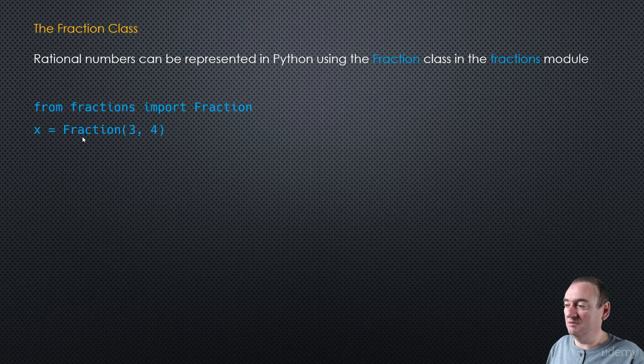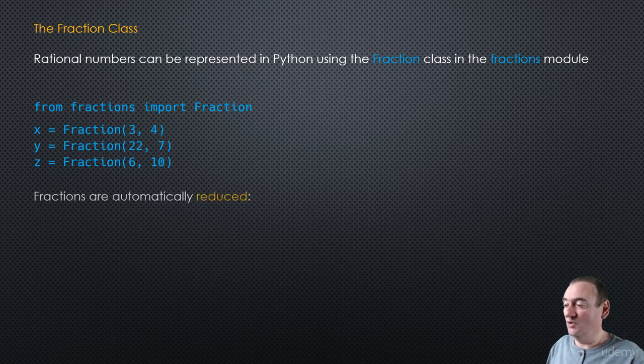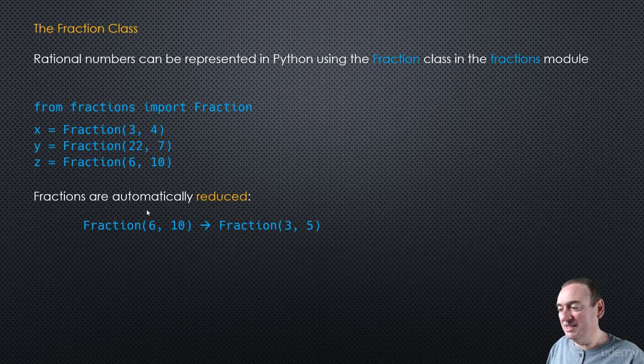So for example, x equals fraction of 3, 4, that will be 3/4, 3 divided by 4. We have fraction of 22/7, right? That will be 22/7. And fraction 6, 10 will give us 6/10, which is 3/5. So fractions are automatically reduced by the fraction class. So in that example, when we take fraction of 6/10, that will actually give us fraction 3, 5, 3/5. It will do that automatically for us. It will basically reduce or simplify the fraction as far as it can.